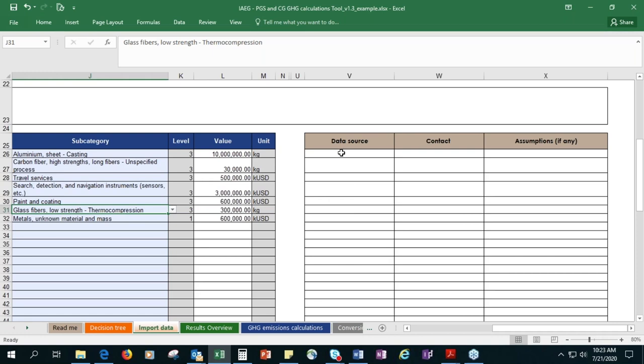This table over to the right is where you can track the data source, the contact, and any assumptions. So again, consistency year over year, as Rick mentioned, is key to making sure the items that you track through your spend are consistently reported. So maybe I got this from Global Supply Chain. John Smith is the contact, and the assumptions are assuming we do not know metal type.